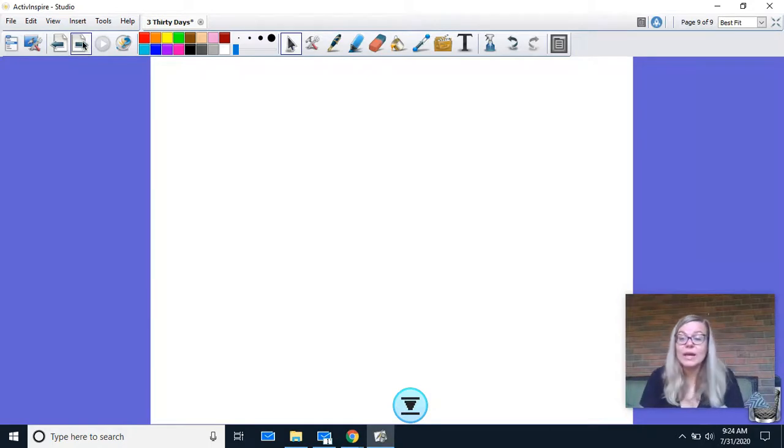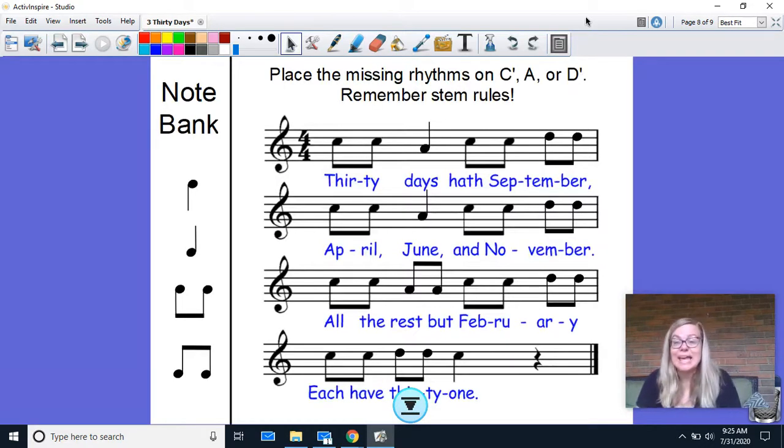All right, well, we are finished with this lesson. Make sure you go back and repeat the parts that you need to, and then go to Seesaw and play me 30 Days Hath September on the notes C, D, and A. You can either play it the way that it's written up here on the screen, or if you would like to make your own way using the notes C, D, and A, go ahead and do that and go to Seesaw, record it for me. I am really excited to see what you do.